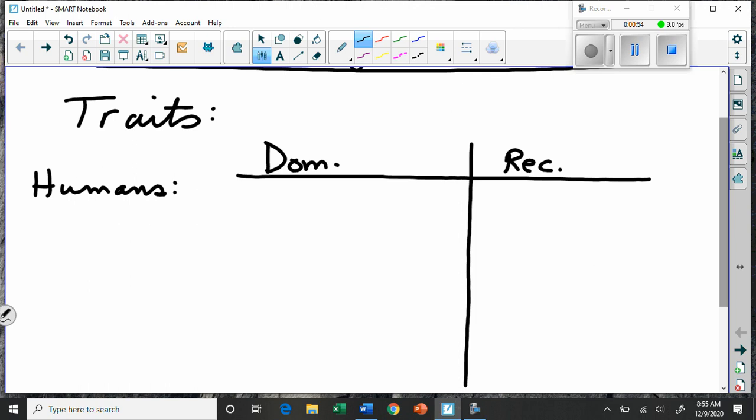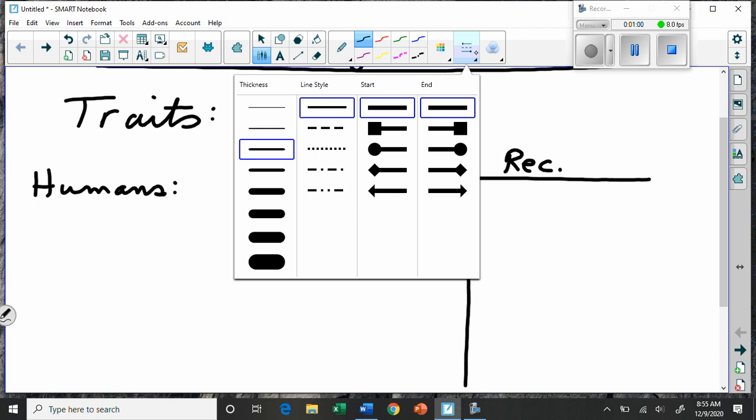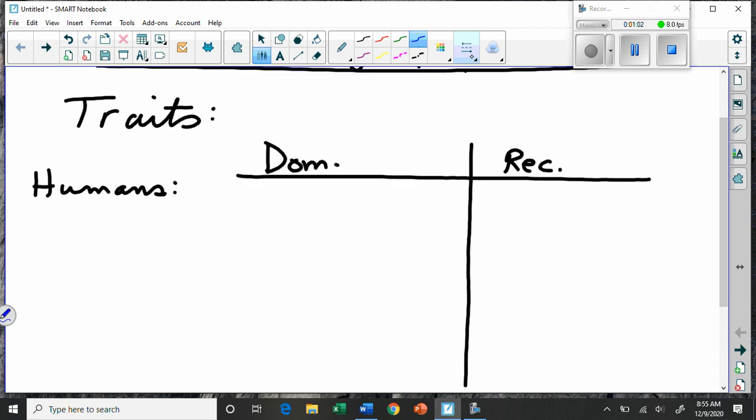So in humans, for instance, we have something called a widow's peak. I'll switch to blue here. A widow's peak is a dominant trait, W-I-D-O-W's peak. And what it is, is your hairline at the front of your head. A lot of people have a hairline that comes across and makes a little downward V shape, right?